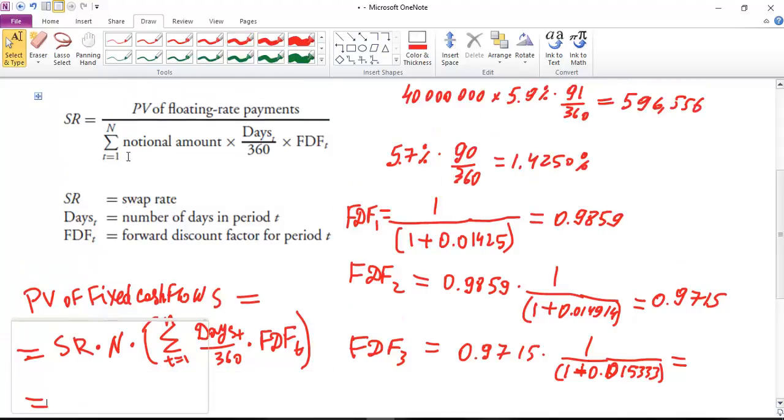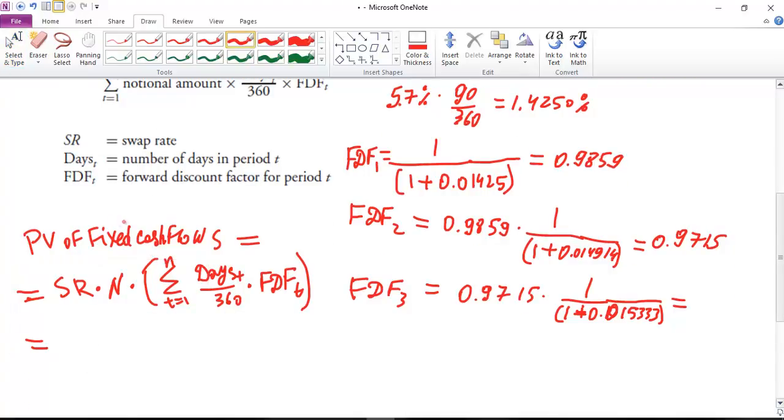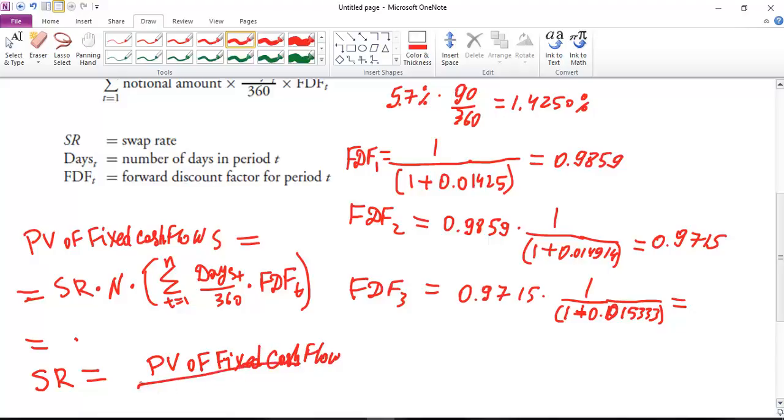So we're basically interchanging the top of the formula, swapping it with the floating rate instead of fixed. Then what we're really doing here is saying that the swap rate equals the PV of fixed cash flows divided by N times the sum of days T over 360 times FDF T.